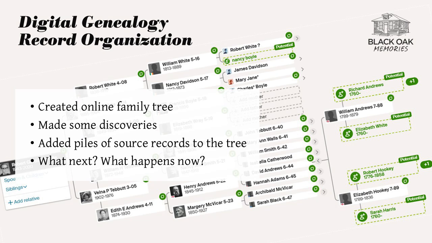You've created an online family tree. You've made some great discoveries about your ancestors. You've added dozens, maybe hundreds, maybe even thousands of source records to your tree. What do you do with all this info? What happens to all these records?